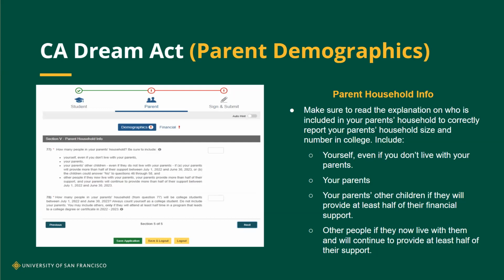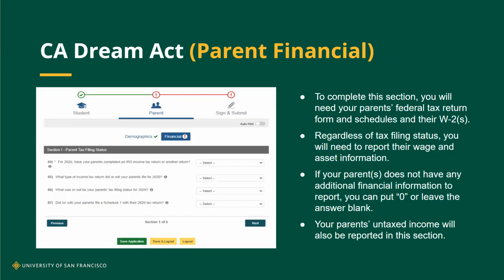It'll then move on to your parent household info. So you want to make sure that you read the questions carefully and include the people in your parents' household. You want to include yourself in the household, even if you do not live with your parents, your parents' other children, if they will receive at least half of their financial support from their parents, or other people if they now live with them and will continue to provide at least half of their support. So if your parent provides more than half of the support for any other individual living in the household.